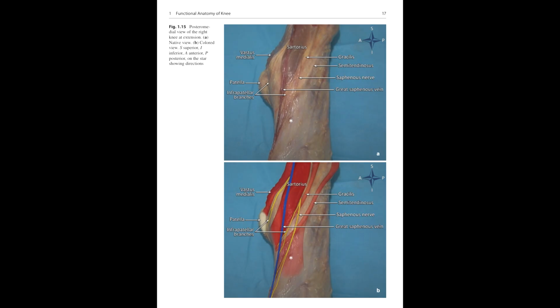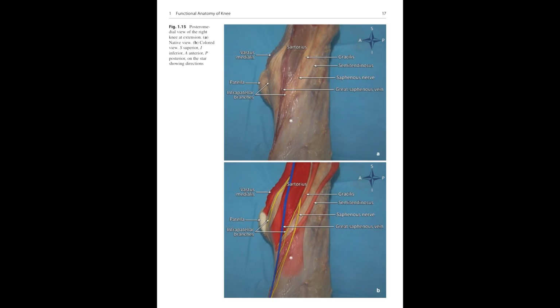Running between and beneath these tendons are two key structures: the great saphenous vein, blue in the colored image, and the saphenous nerve, yellow in the figure. Both travel together down the medial aspect of the leg. This anatomical companionship is highly relevant clinically.